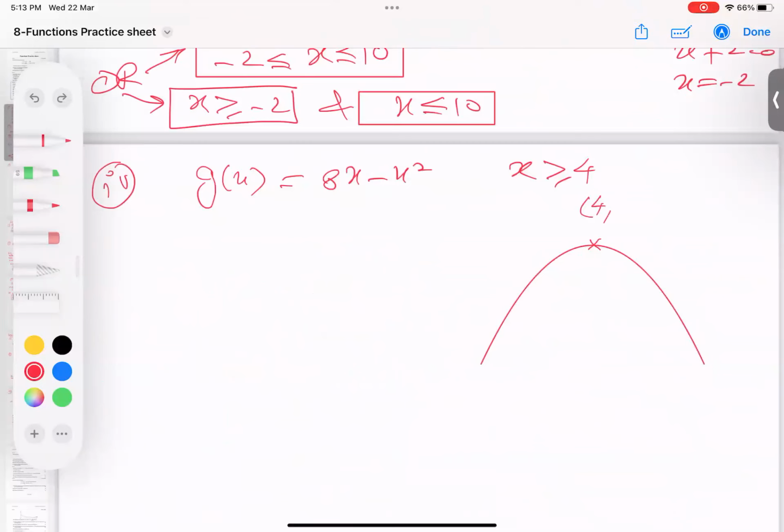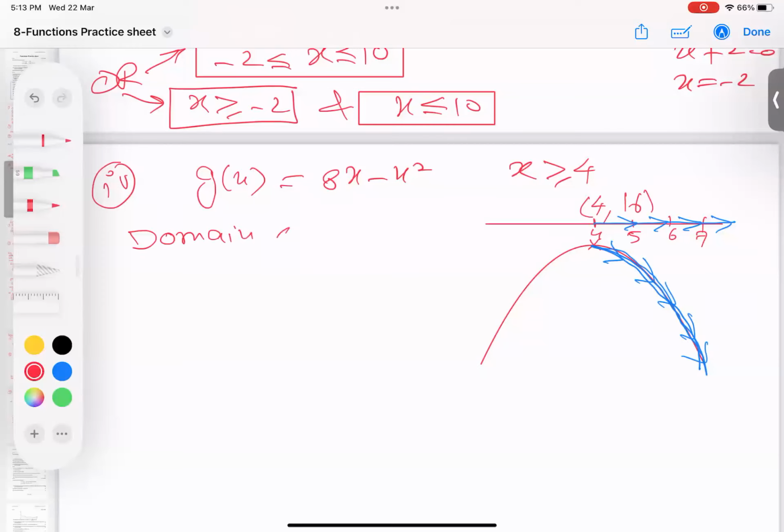4 comma 16. So what does this mean actually? If I make a line here, the domain is 4 here, there's a 5, a 6, a 7, and he said x is bigger than or equal to 4. So it means my graph is becoming this one, and this graph is going this way. Why this way? Because my x value goes this way, my domain of this function goes this way. So I think we can say clearly, the domain is very clear.